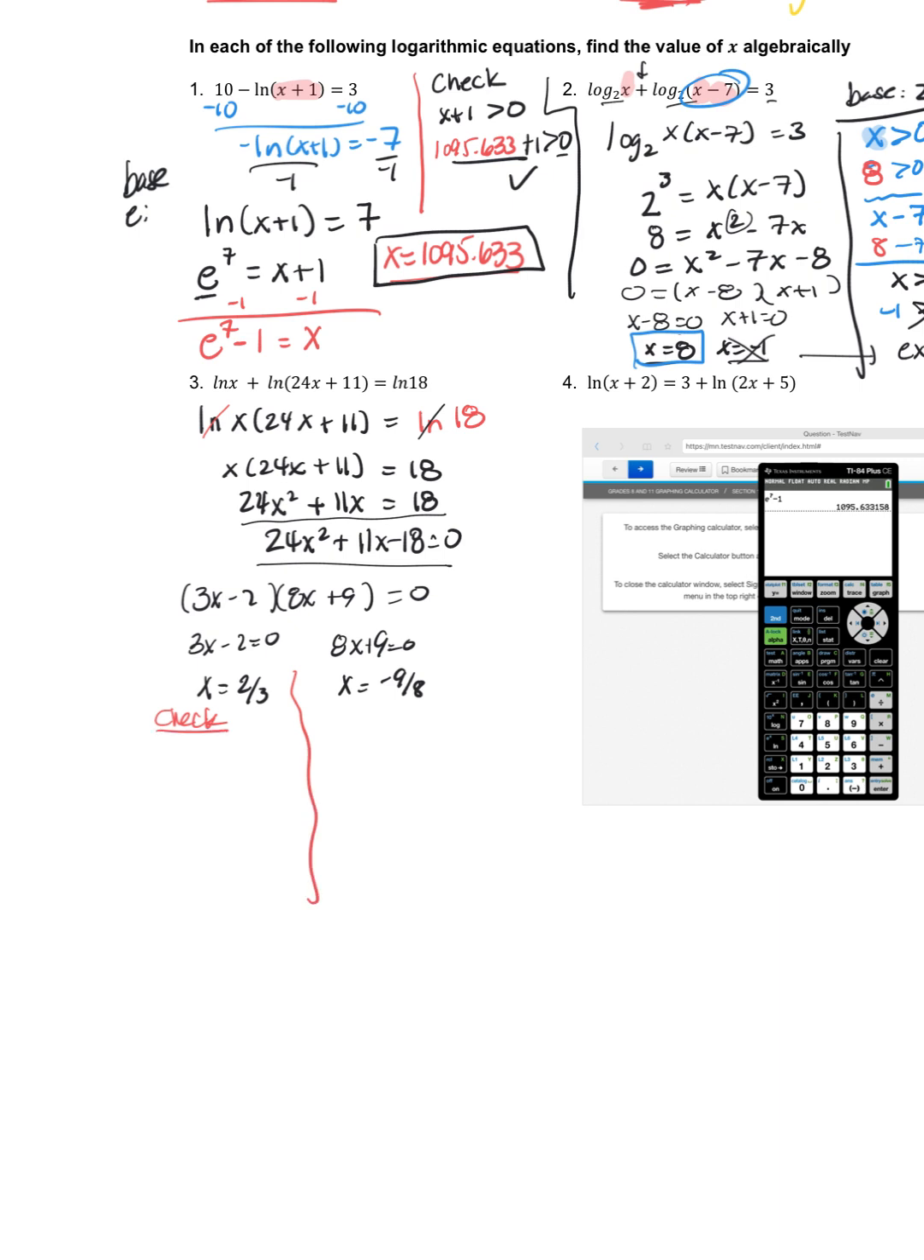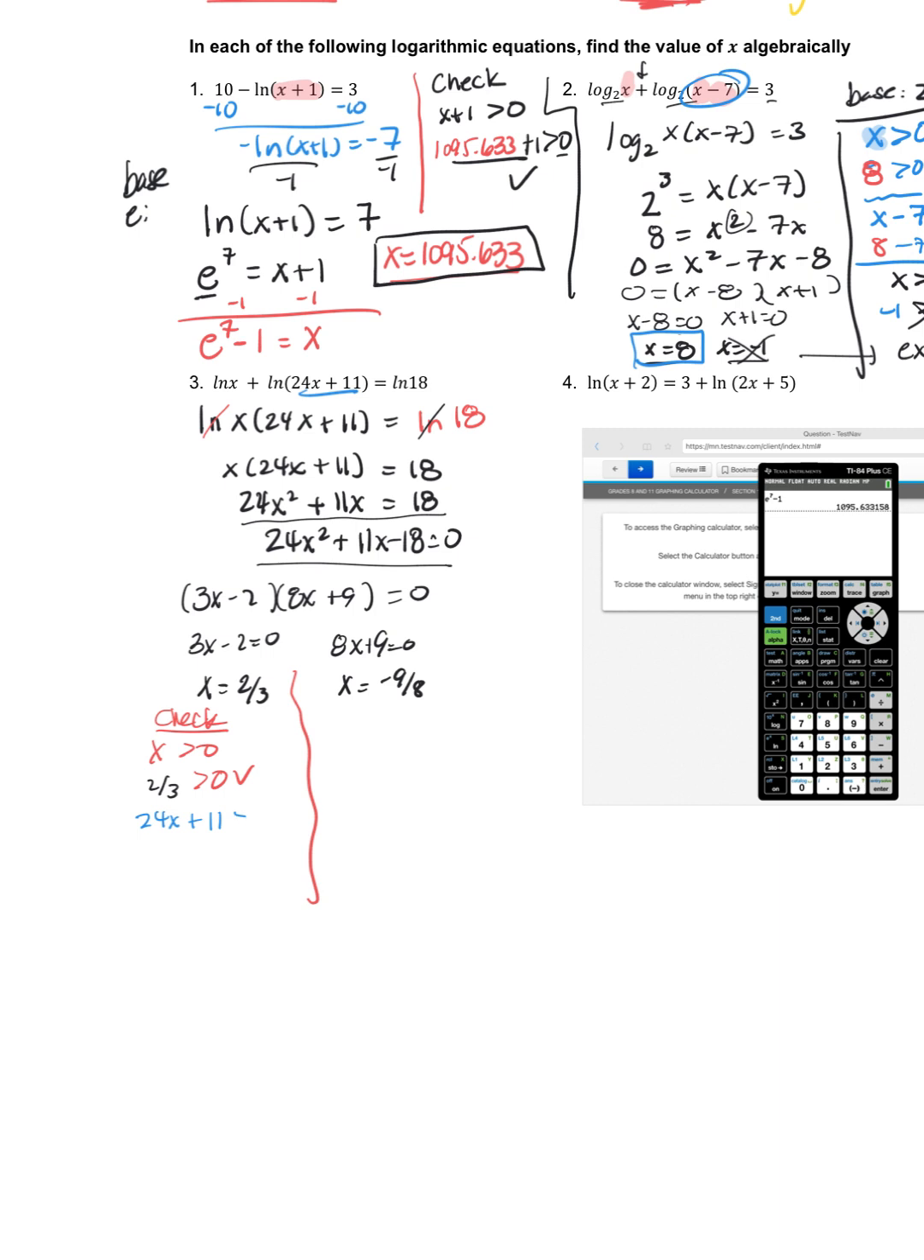The first one I'll do is the natural log of x, just the x. So x has to be greater than 0. So is 2/3 greater than 0? Yes. So it checks and works with that one. Now you got to use the next one though. The next one is 24 plus x. Again, go to the argument.